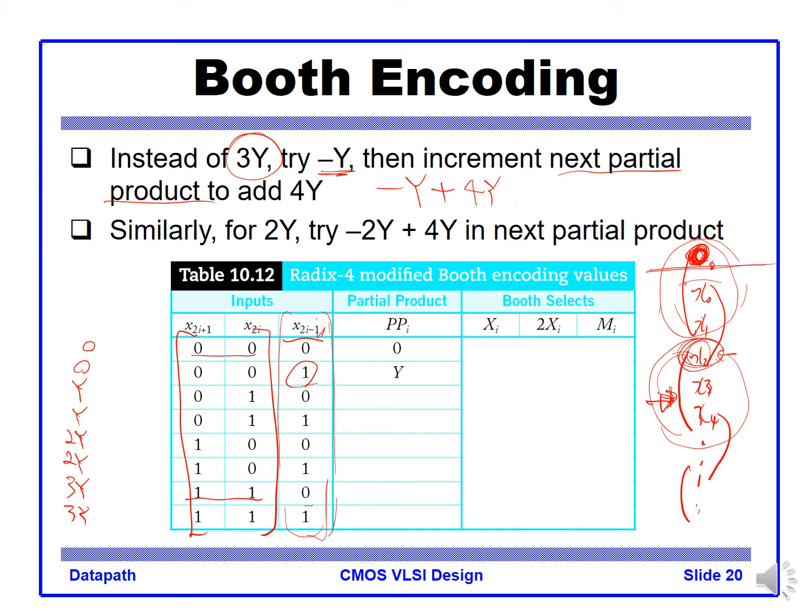So in this case, if the MSB of each group is 1, then we subtract 4y. So this is the 2y plus 2y. We transform that into minus 2y plus 4y. This is minus y plus 4y, in this format.